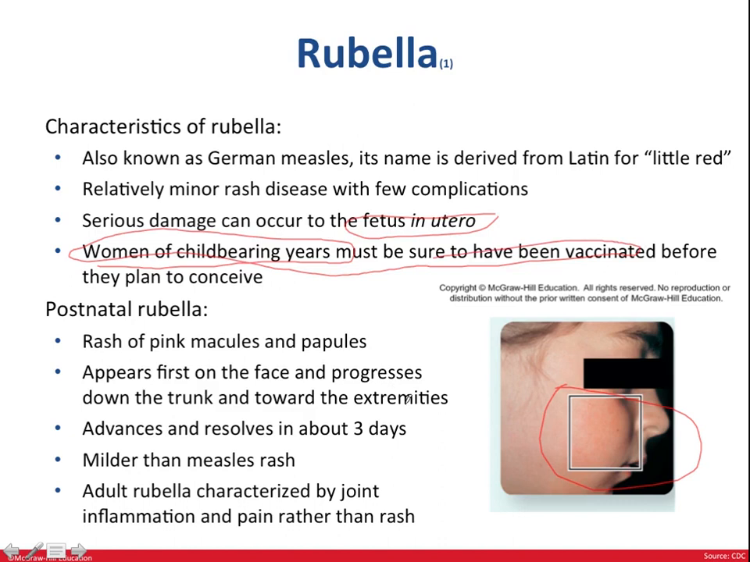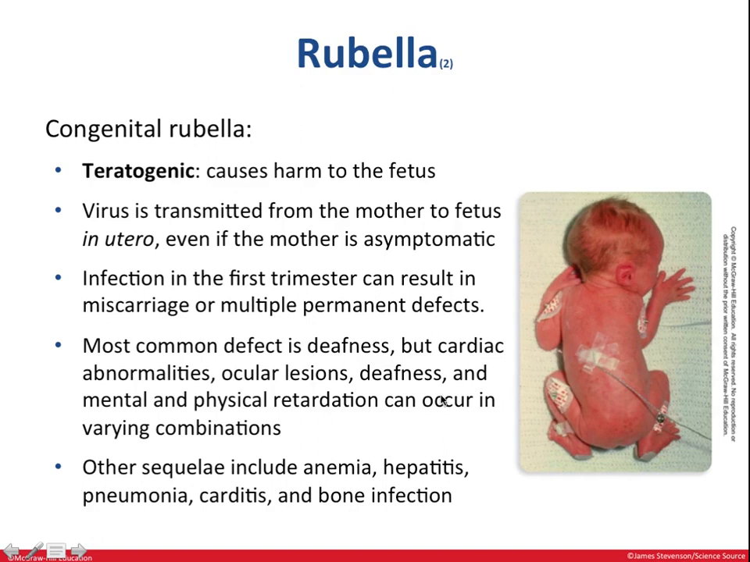Because the symptoms are milder than measles, adult rubella can cause joint inflammation, and the patient can feel pain in the joints. However, it is mild and dissolves on its own. The rash can spread from the face to the trunk and extremities.